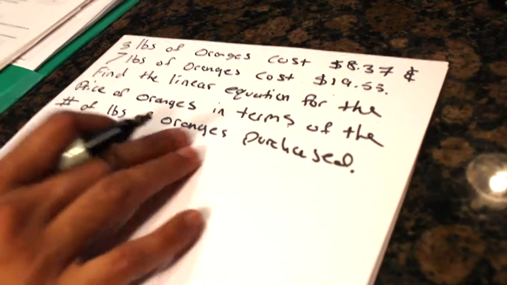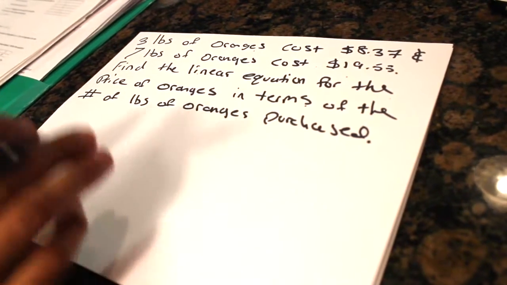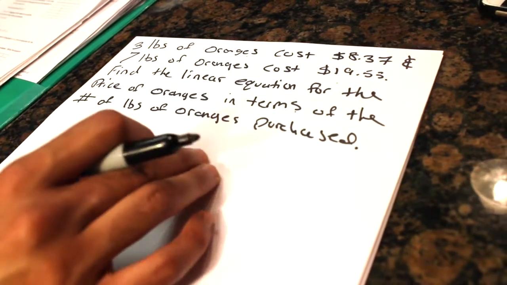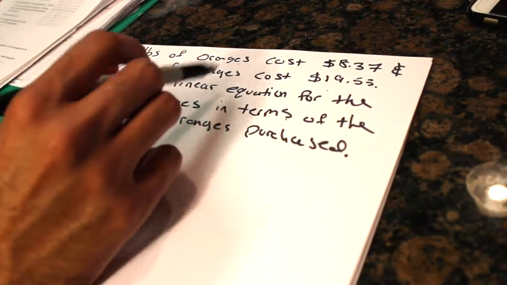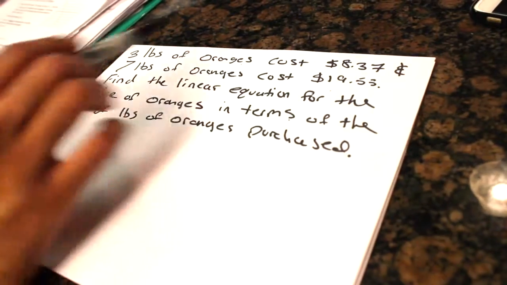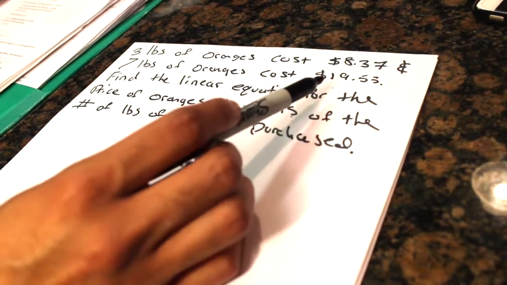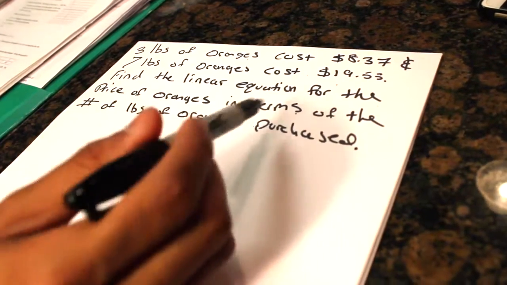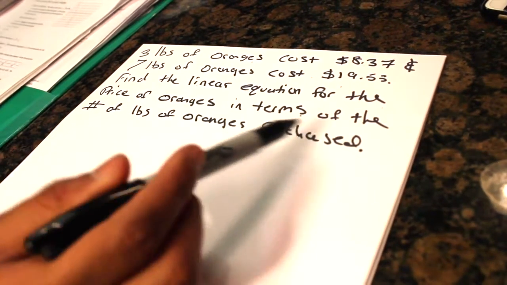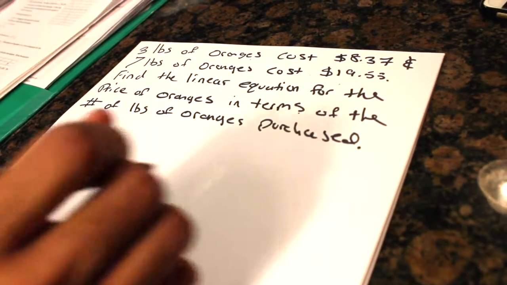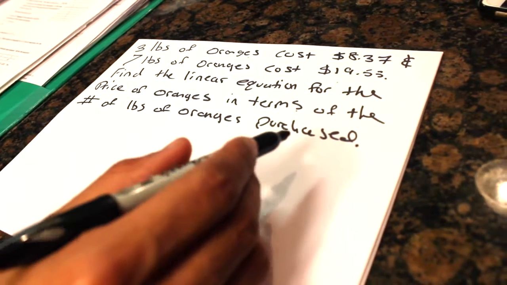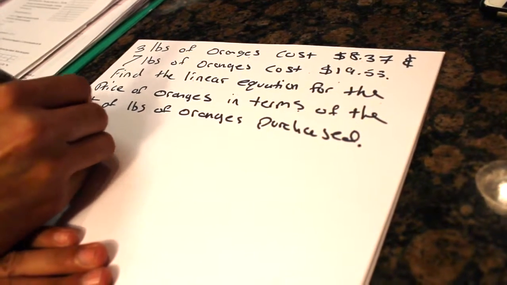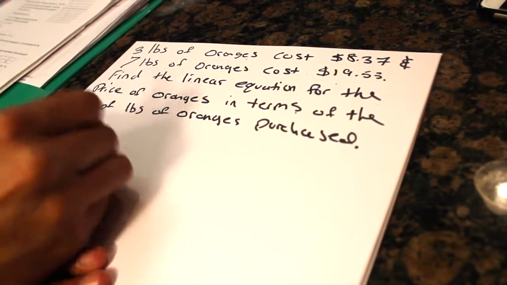Okay, and the last one we're going to do is a word problem written out here. It reads, 3 pounds of oranges cost $8.37 and 7 pounds of oranges cost $19.53. Find the linear equation for the price of oranges in terms of the number of pounds of oranges purchased. So right off the bat, we know that the slope is going to be $2.79 per pound.